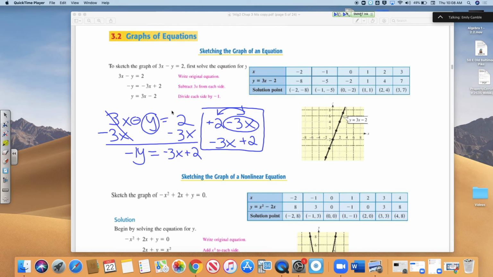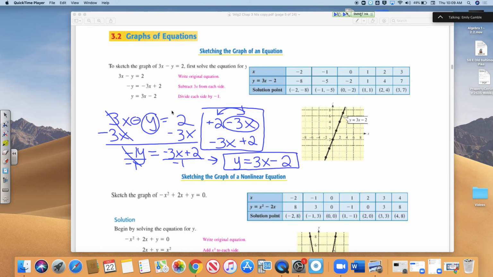Yeah, and we're going to divide everything by what number to turn it into a positive 1? Yep, we're going to divide everything by negative 1. When you divide or multiply by negative 1, it takes everything and turns it into the opposite of what it is. So this is going to be, I'll just finish it over here, y equals negative 3x divided by negative 1 is a positive 3x. 2 divided by negative 1 is negative 2. So this is the equation that you would then be able to put in your graphing calculator.